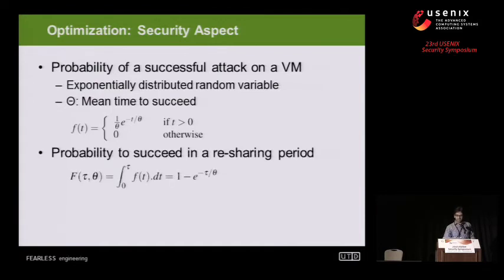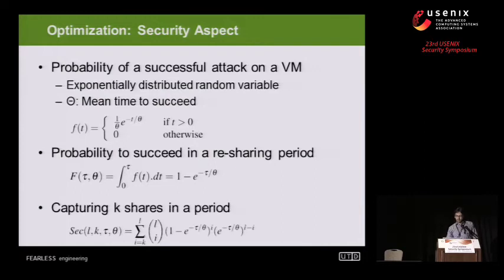So in other words, what is the success probability if the resharing period is theta? If your attack requires, on average, let's say, 6 minutes to succeed, and you do resharing of keys every 5 seconds, what is the probability that during those 5 seconds the attacker may capture the key? That's the probability we used.